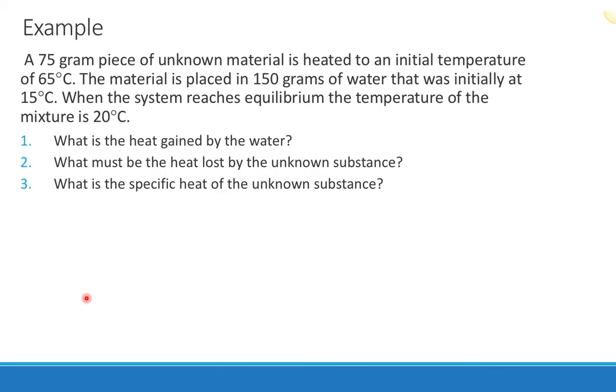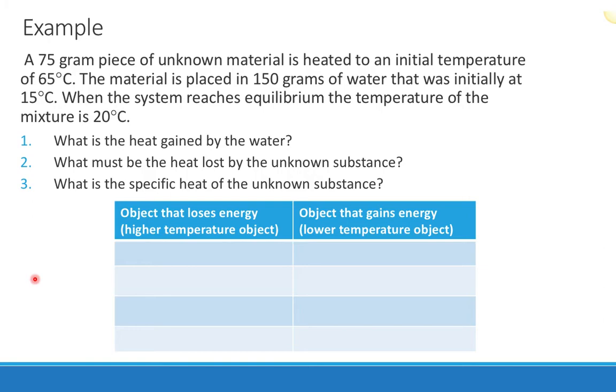In this particular case, it's a good idea to create a table, and we can look at which object loses energy, the one that's at the higher temperature, and which object gains energy. Let's read the question again, and then we're going to fill in information in the table. I have a 75-gram piece of an unknown material that's heated to an initial temperature of 65 degrees. So I know that my metal is at the higher temperature, so it's going to be the object that loses energy because it starts off at a higher temperature. It has a mass of 75 grams and an initial temperature of 65 degrees.